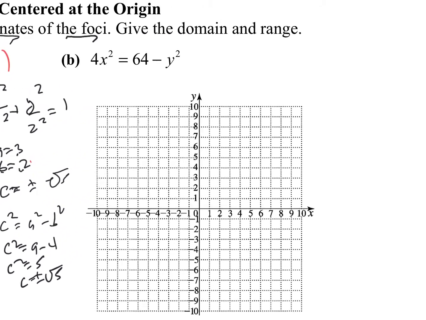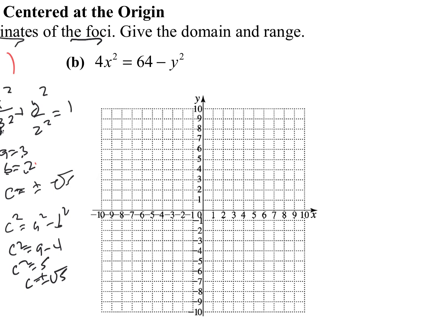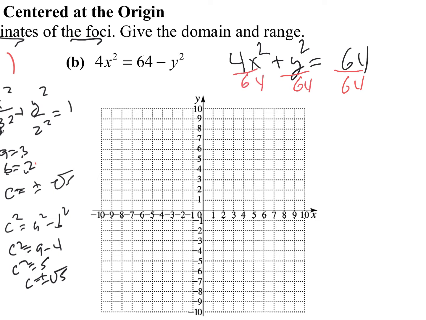B. All right, now he's tricking you. He's got stuff scrambled all over the place. I need to get the y squared with the x squared. So I hope you see right off the bat, 4x squared plus y squared equals 64. Okay, that helps. Divide both sides by 64. That means everything by 64. And remember what I said.